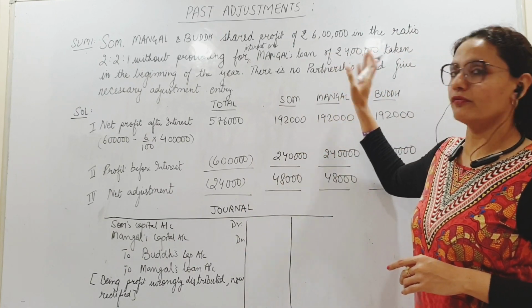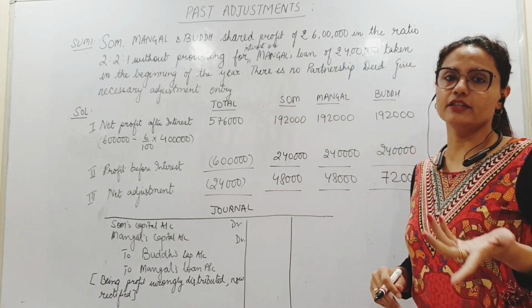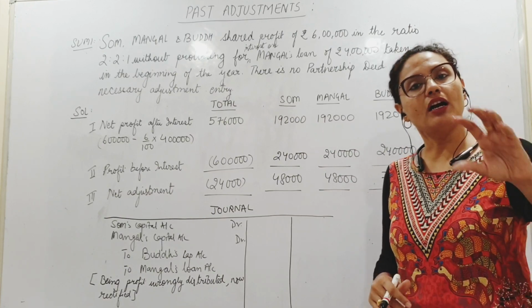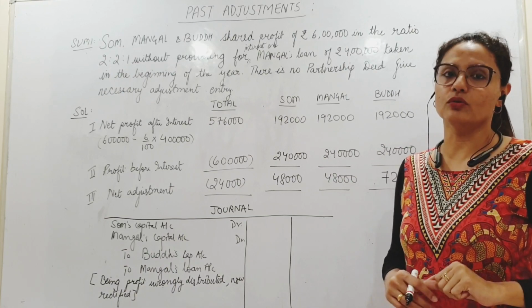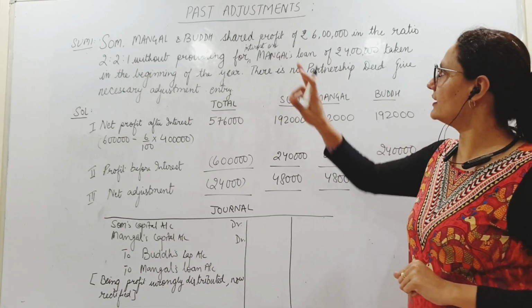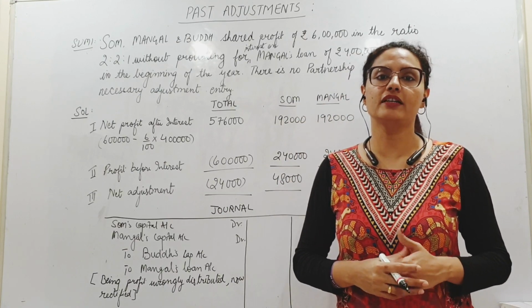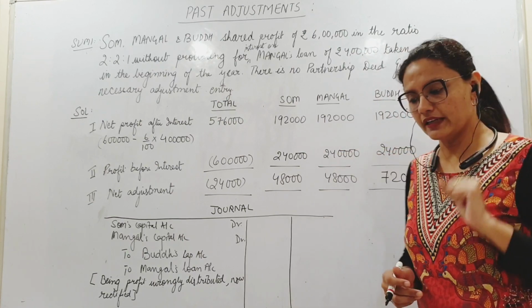Mangal has given a loan of 4 lakhs and there is no partnership deed. That means interest should be allowed at the rate of 6% per annum. So we have to allow Mangal 6% per annum interest on the loan first. That should be deducted from 6 lakhs, and that gives me my net profit that I will distribute in the equal ratio. Correct?